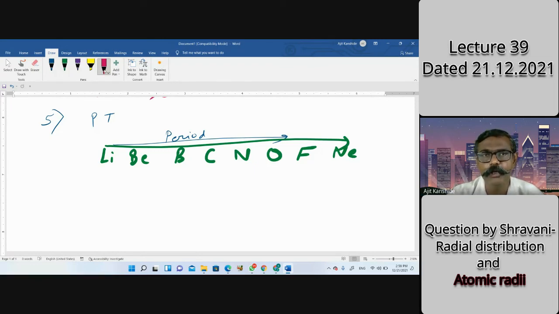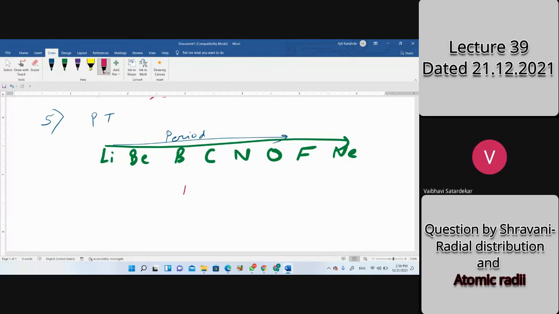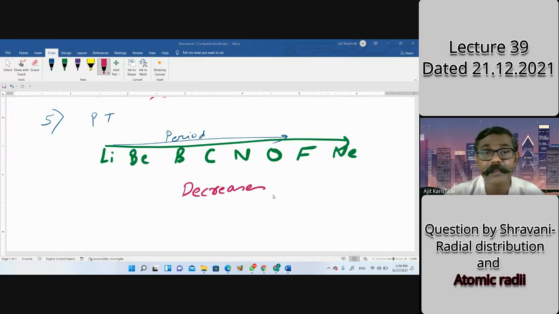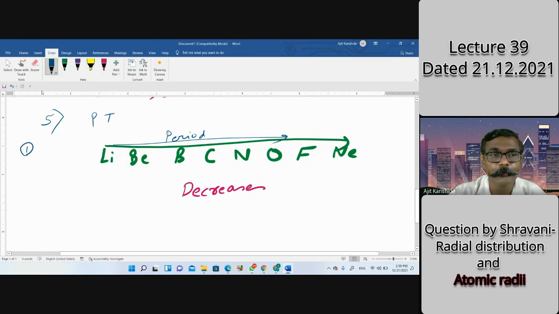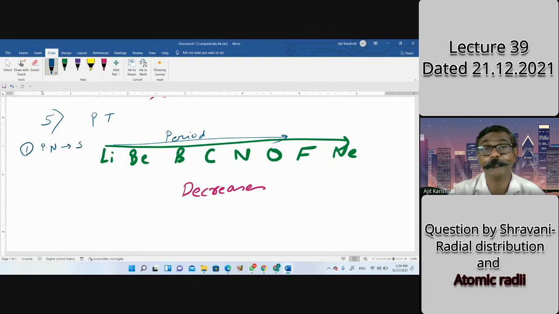What should be there? Decrease. Yes, it decreases. Now we have to provide the reason for that. Why does it decrease? Again, the points will be the same. First, the period number is the same. Previously, period numbers were increasing. Period number means shell number. All are in the second shell.